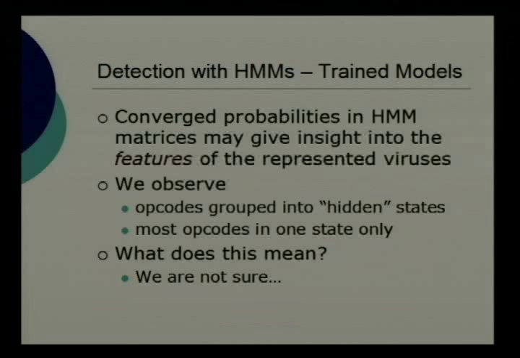So here, with hidden Markov model, we can actually look at the converged final matrices to get some insights into the features that a virus represents. So we train our models on the NVIC viruses. If we are good enough, we can look at the probability distribution of the models and then determine what kind of features they have.